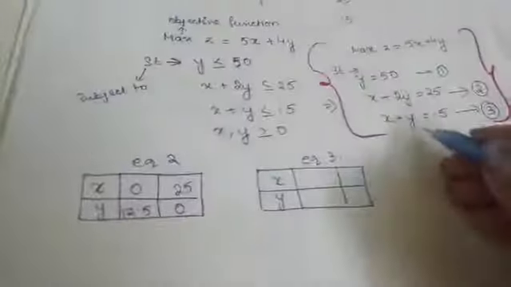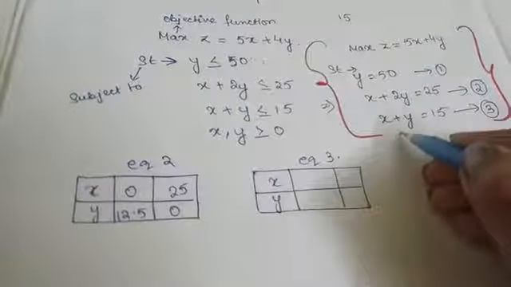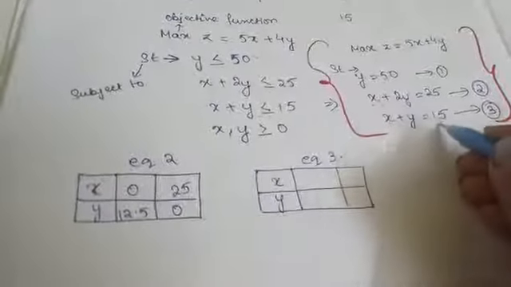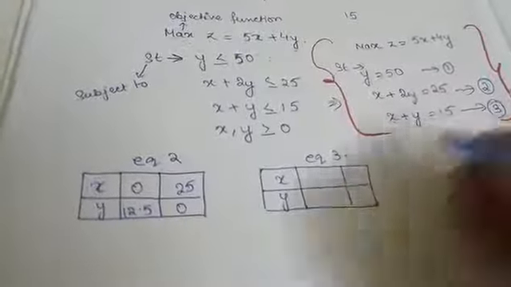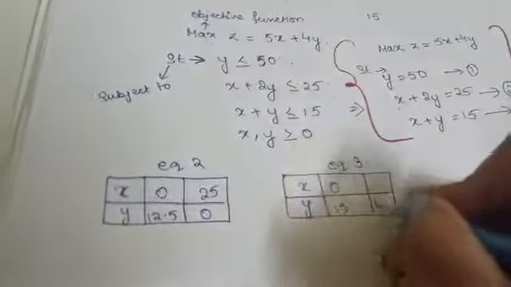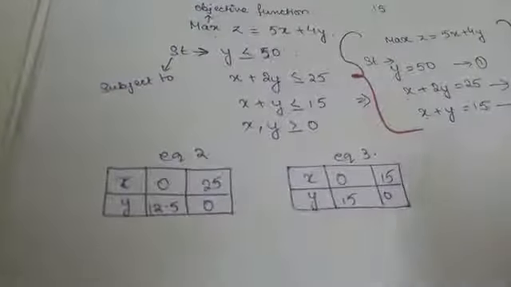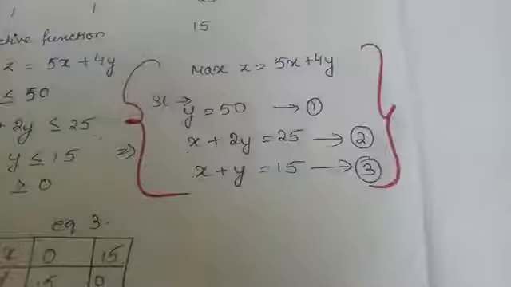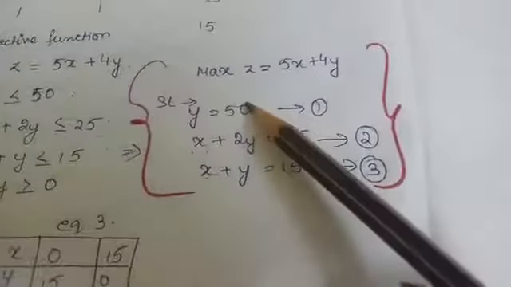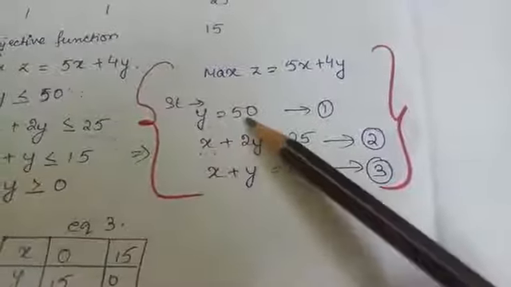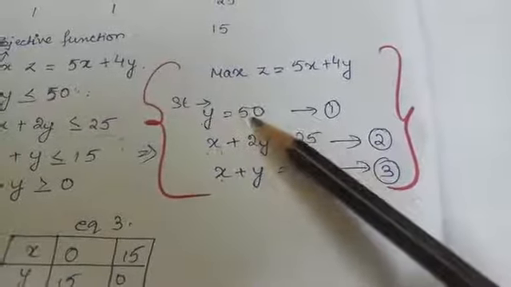Done. For the third equation, this box is for the third equation. When x equal to 0, y will be 15. When y equal to 0, x will be 15, isn't it? Done. Now the next step is, I'm going to plot the graph. Okay, as you can see, I have plotted the graph. This is the x-axis and that is the y-axis. Now let's see the first value which I'm going to plot here. The first value is x equal to 0 and y equal to 50. Okay, so let's plot this in the graph.